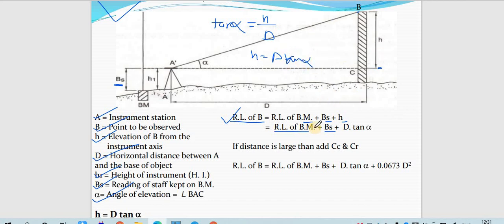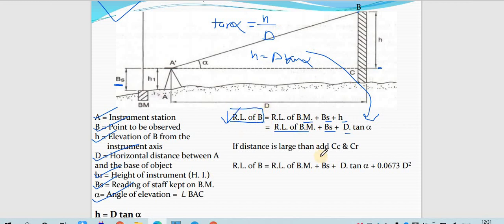Please bear with my handwriting. Actually, I am writing it with the mouse, so I am not able to write it properly. So basically h becomes D tan alpha, and h can be replaced by D tan alpha over here. Now we can easily measure the distance because it is accessible. We have already got the angle, so with the help of that we can easily calculate the RL.